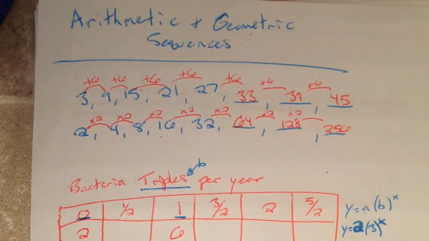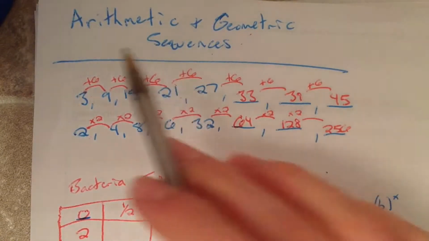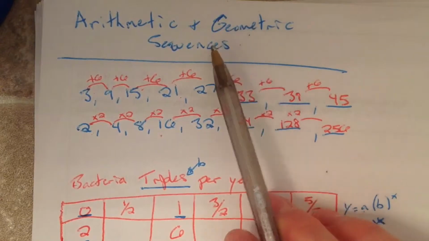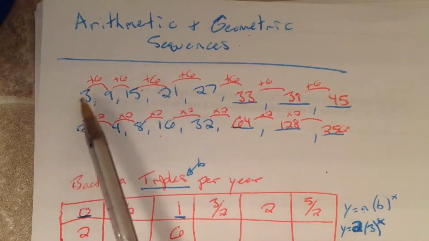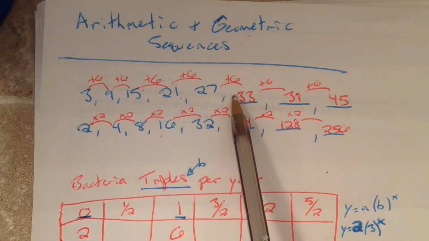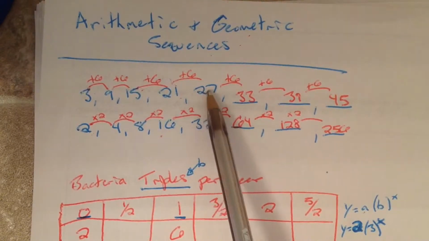So we're going to talk a little bit about arithmetic and geometric sequences. You should have at this point at least been introduced to both. The idea is arithmetic, you're adding every time to get to the next term. Geometric, you're multiplying. So if you notice on this first one, we're adding 6 every time to get to the next term. So if this pattern continues.